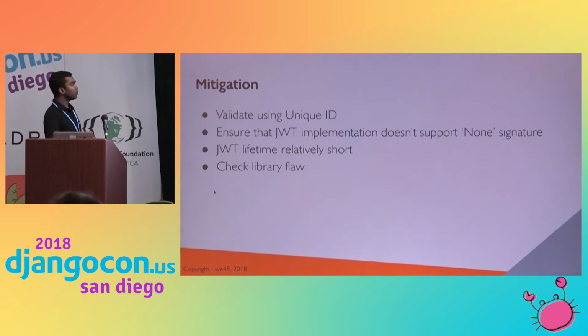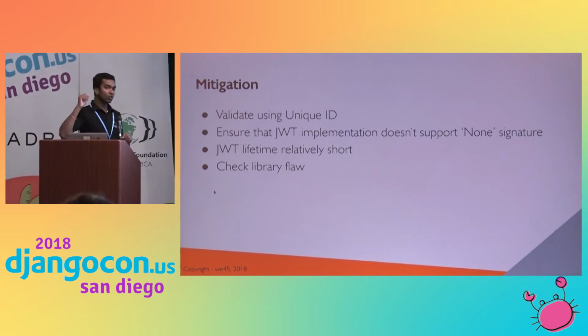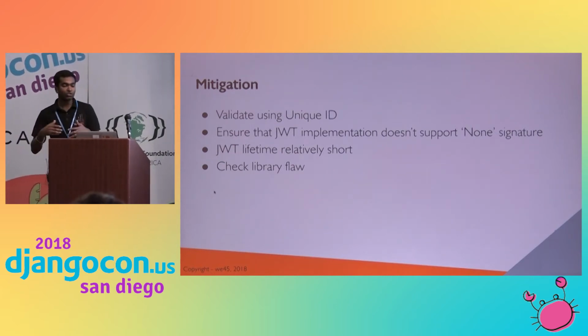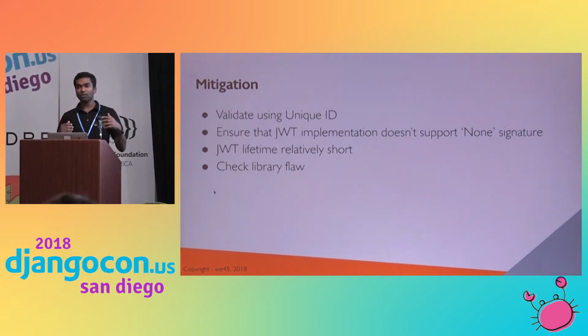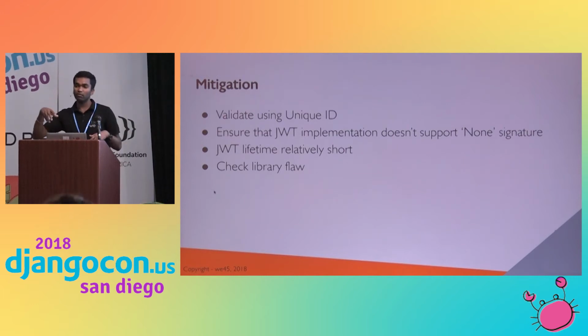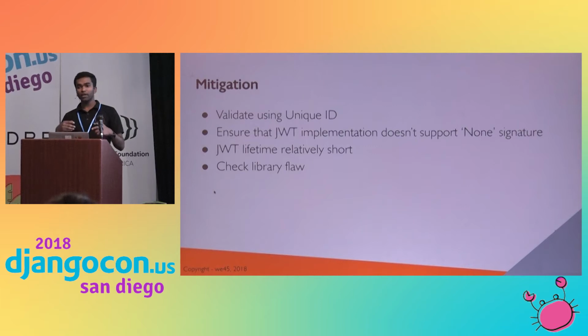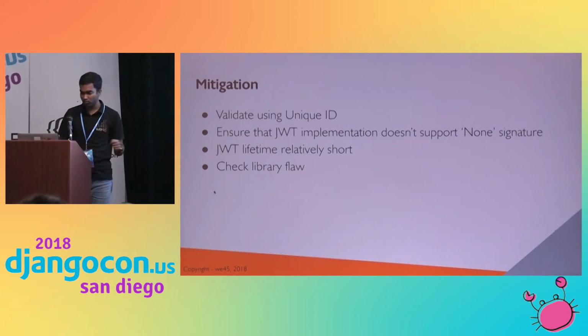Also, the JWT lifetime should be shorter. We missed this one. We used the default lifetime, but it should not be more than 8 hours. The lifetime should be shorter than 8 hours, so that we can prevent some of these attacks.